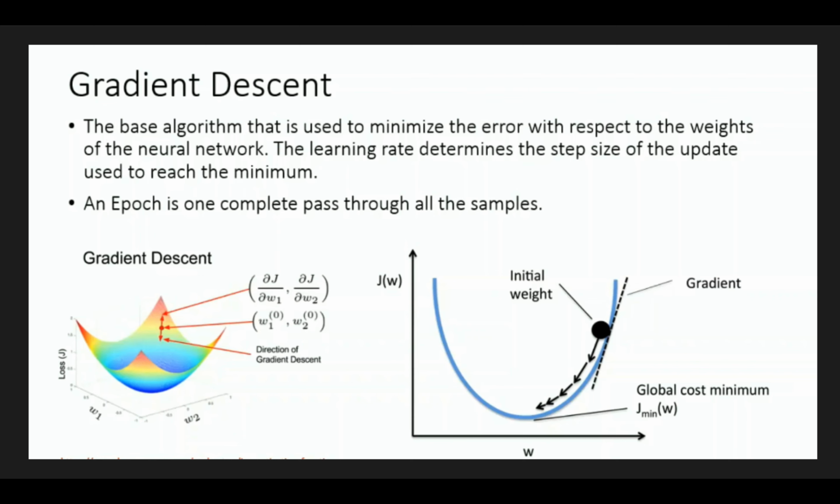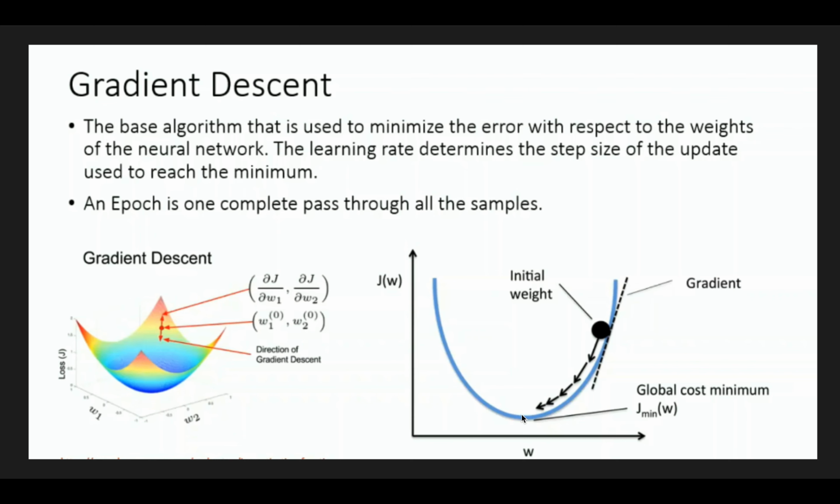Okay, we have already discussed this many times, and there is also one more concept, that is the learning rate. So what is the learning rate? Learning rate is basically how fast your model is learning. The learning rate determines the step size of the update used to reach the minimum. So it basically says how fast your model should learn so that it can go to that particular position, where the cost function is the minimum in this particular case.